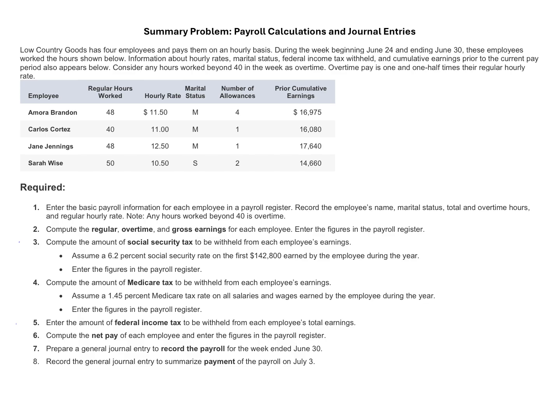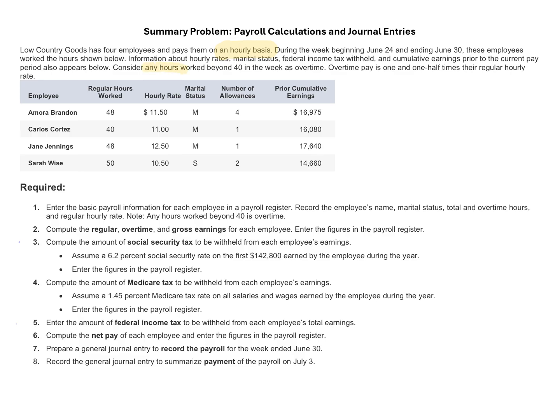So it tells us in the first sentence that this is for Low Country Goods and has 4 employees, and they pay them on an hourly basis. So these are not salary employees. The next thing it tells us is that this is for the week of June 24th to 30th. And then it says these employees work the hours shown below. We're going to then calculate their pay.